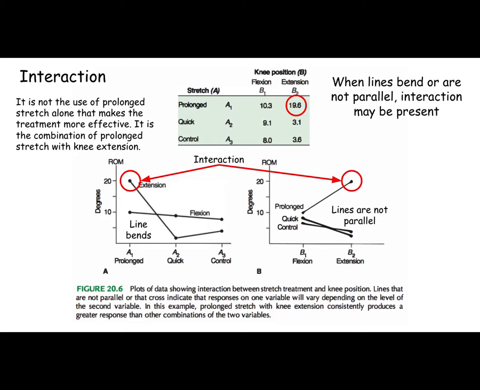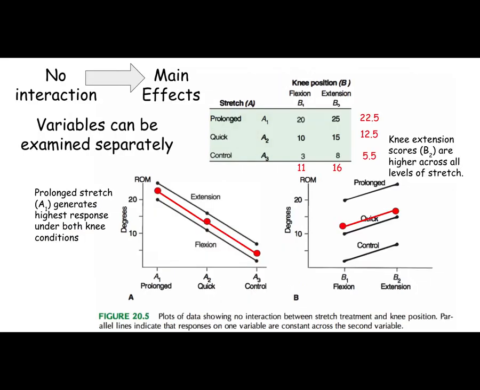When lines are not parallel or when they cross, an interaction is present. If there is no interaction between two variables, then investigators will focus on the main effects of each variable separately. In this example, the lines are parallel, which means that the pattern of response at each knee position is consistent across all levels of stretch. The effect of each variable can be examined separately, essentially creating two single-factor experiments.